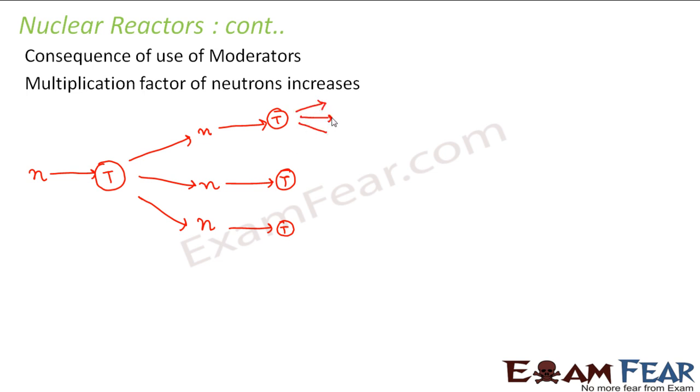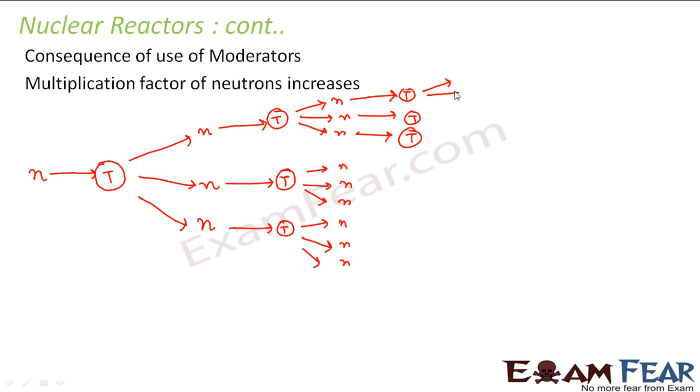Again from this we will get 3 neutrons. From this we will get 3 neutrons. From this also we will get 3 neutrons. Again these neutrons will be slowed down because of the moderator. As a result, all of them will be capable of hitting the next target. So they will again hit the next target. Now as a result, we will have so many neutrons. And this process will keep on happening. That means the multiplication factor of the neutron is increasing. Too many neutrons are coming up.